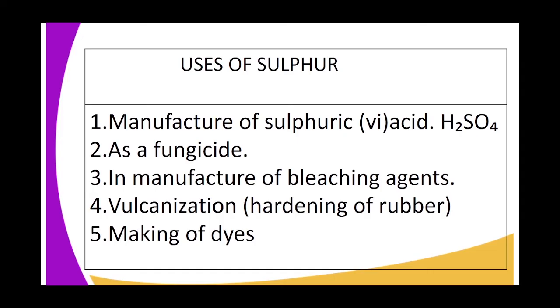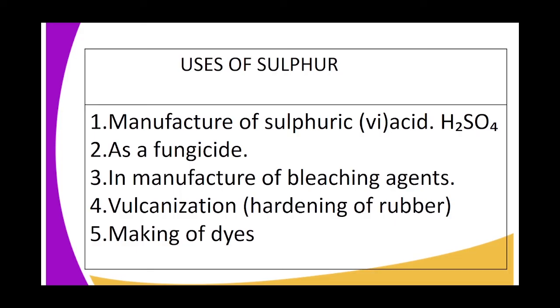We also have vulcanization or hardening of rubber. This is whereby rubber is hardened by mixing it with sulfur. It is also used in the manufacture of dyes in small quantities and in making of fireworks.